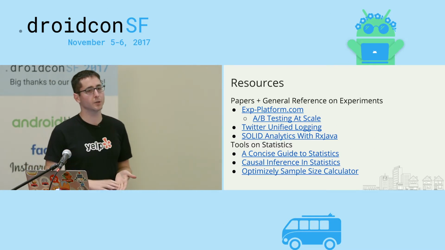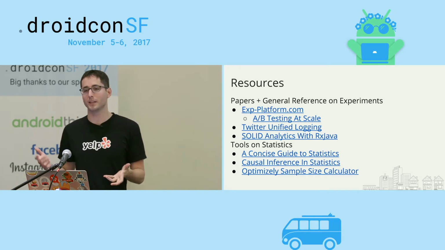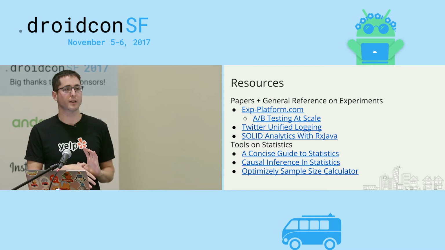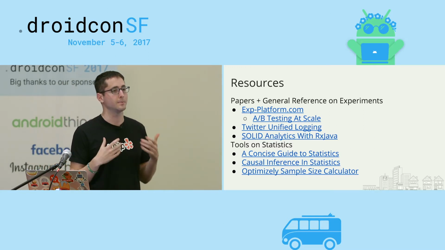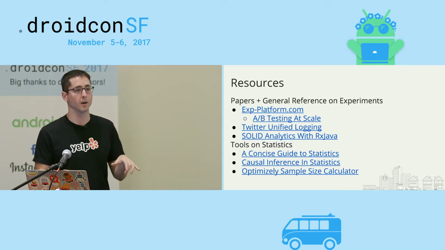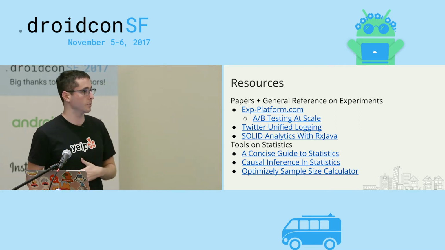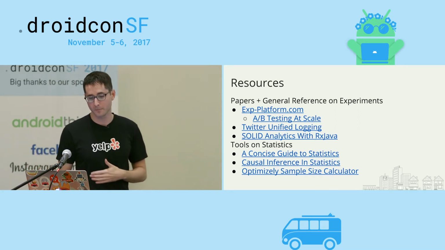Next is Twitter has a unified logging paper, which describes the schema that they set up for their own analytics. Solid Analytics with RxJava is a blog post that describes how to build the type of system I described before, where you're delegating events to multiple analytics services and defining your events in the language of your domain.